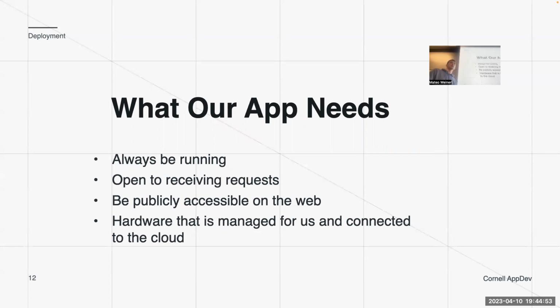We also need it to be publicly accessible to the web so that if I want to access data on Instagram, let's say, I can post something, but anyone else can also access Instagram. You don't have to be on a private network to do this. And then lastly, you need hardware that is managed for us and connected to the cloud. I don't want to have to manually go into my laptop to change something on a server. I want to be able to, from my laptop, edit a server that's running somewhere else, and then I don't have to worry about the hardware or other unnecessary parts that don't really have to do with the app itself.